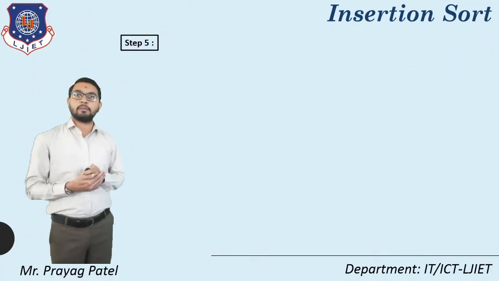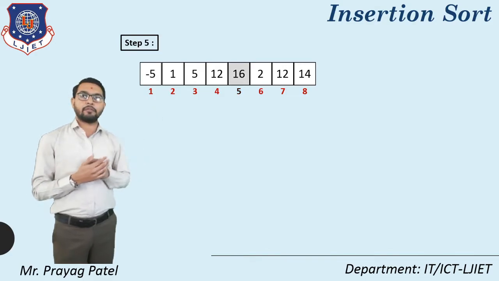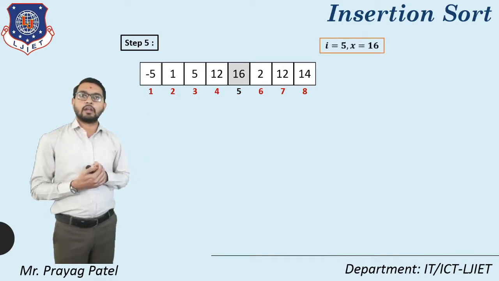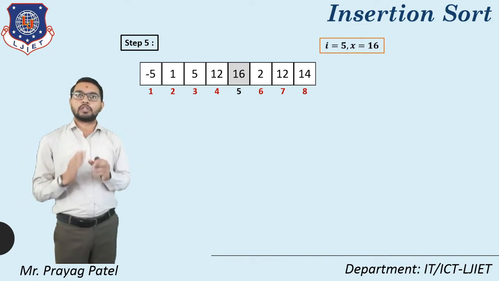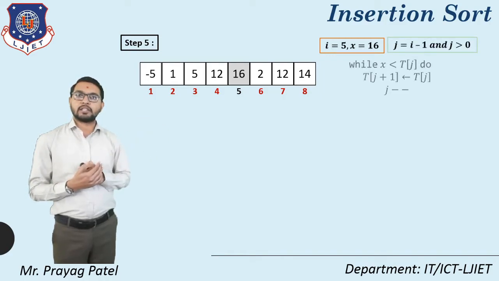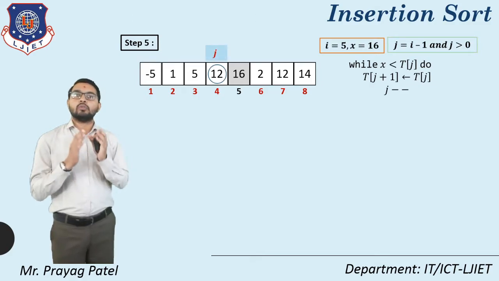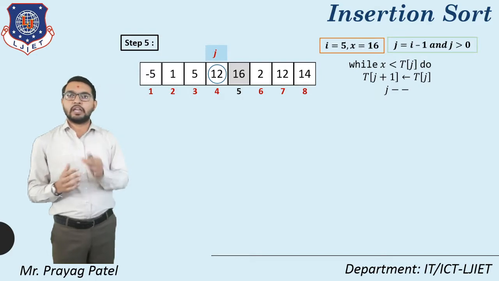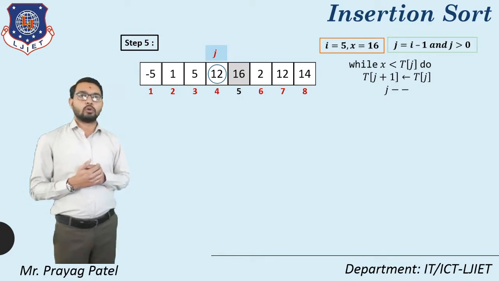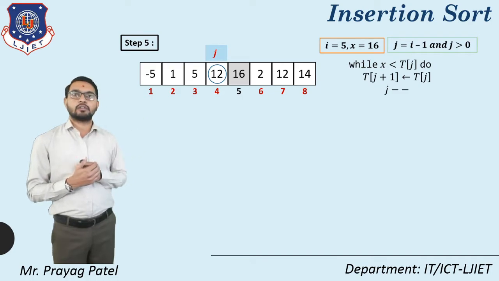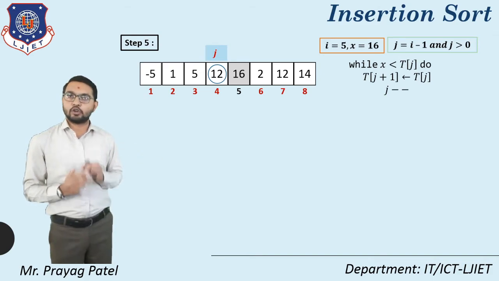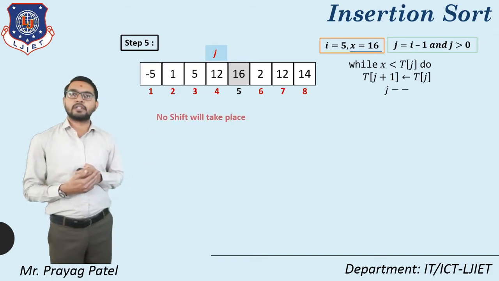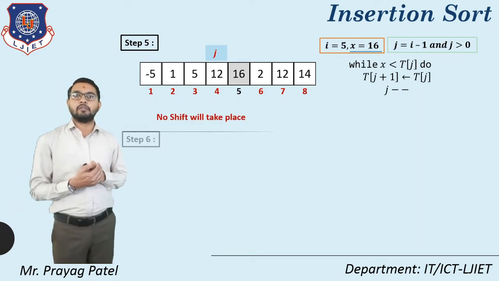Now consider the next step, step number 5. In step number 5, the first 4 values are already sorted. Now consider i equal to 5, meaning location number 5, x equal to 16. Same condition, same while loop. Now consider the value of j, j equal to 4 because i equal to 5. Now a[j] equal to 12 and x equal to 16. So 12 is less than 16, meaning 16 is less than 12 condition is not satisfied. So no right shift operation will take place, meaning no shift will take place.